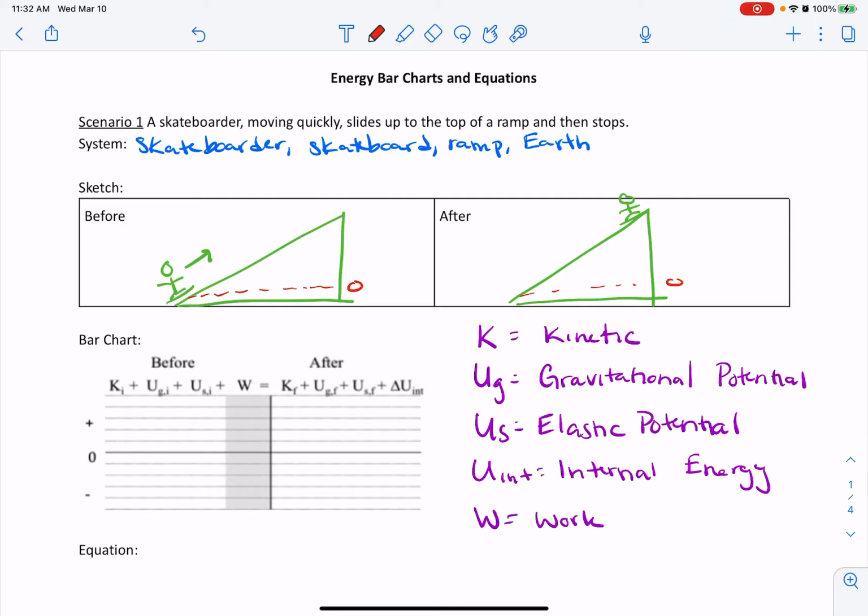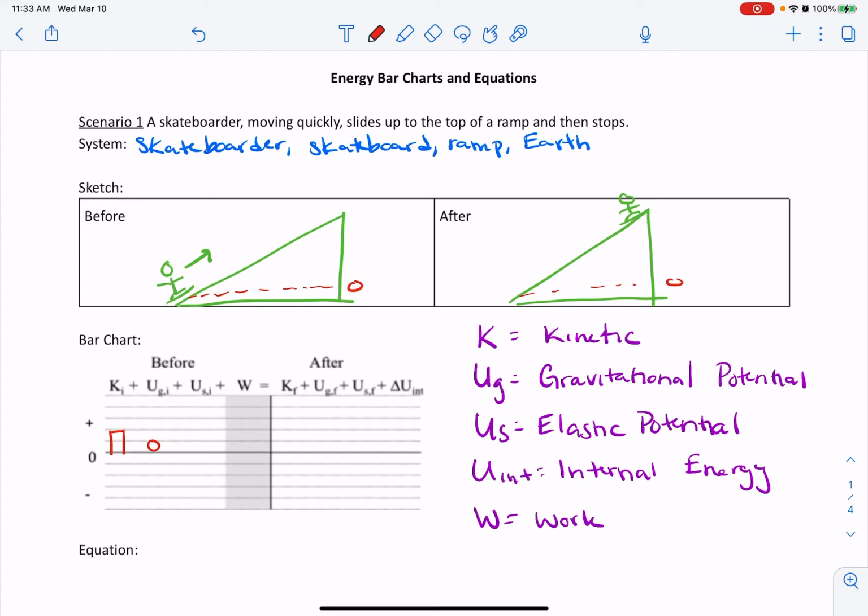So starting initially, it says it's moving quickly on the bottom of the ramp. So does it have kinetic energy? Well, it's moving quickly, so yes, it should have some kinetic energy. So I'm going to put a bar here for kinetic energy. Doesn't really matter how high you make it. I made it 2 bars. Does it have gravitational? Well, we set our 0 point as that lowest point. Initially, it's at that lowest point, so we have no gravitational. I'm putting a 0 here.